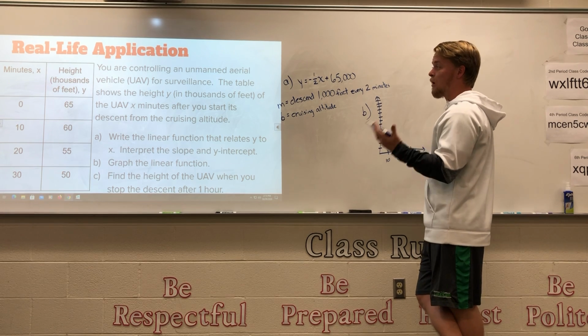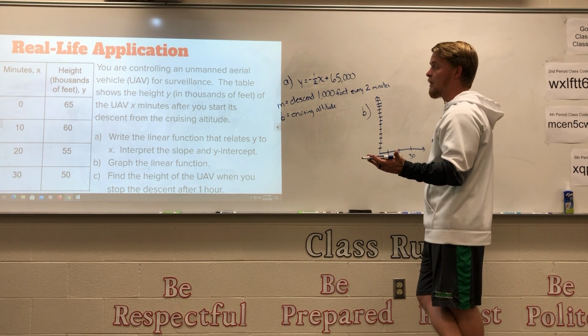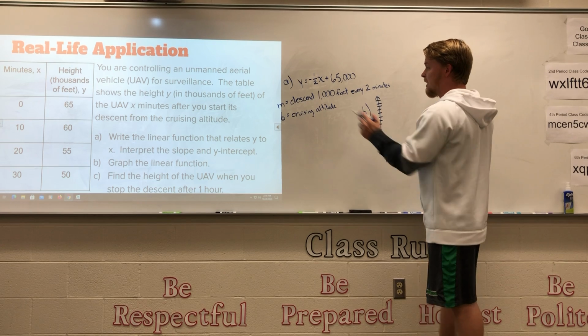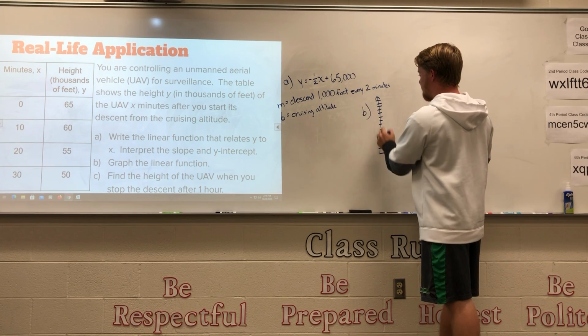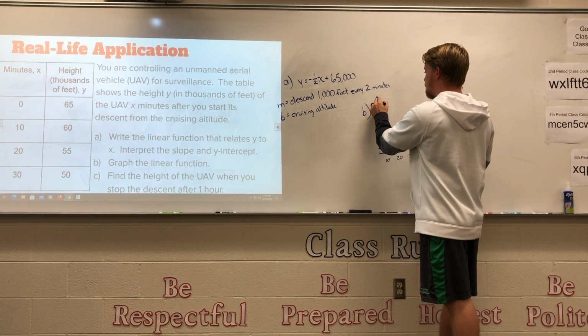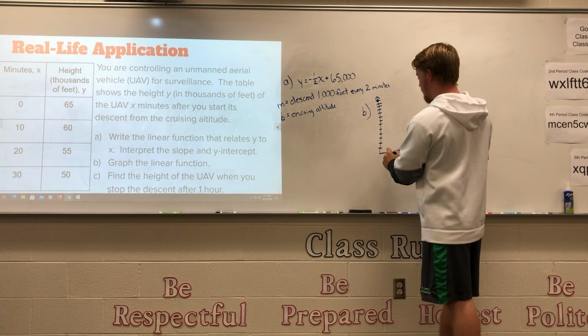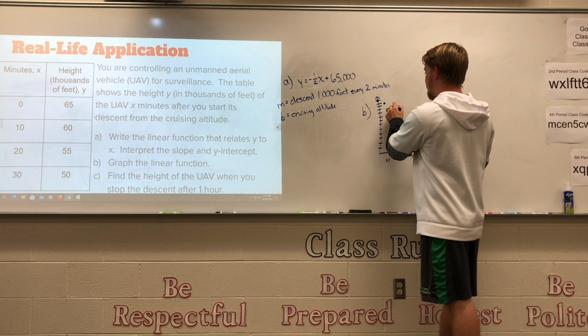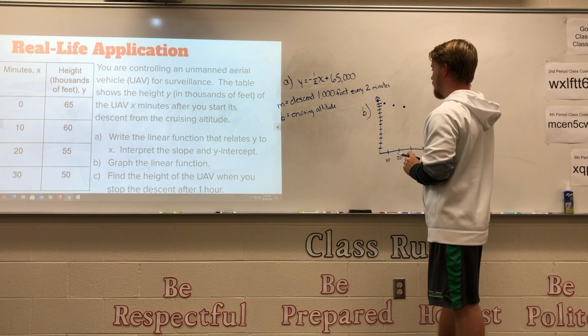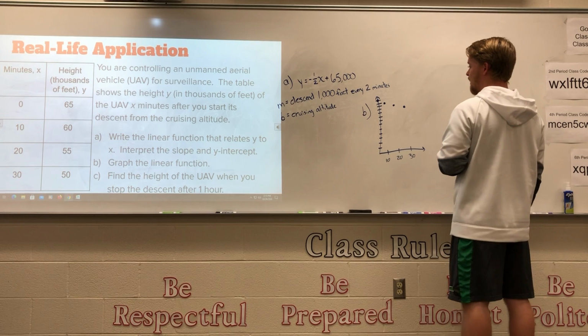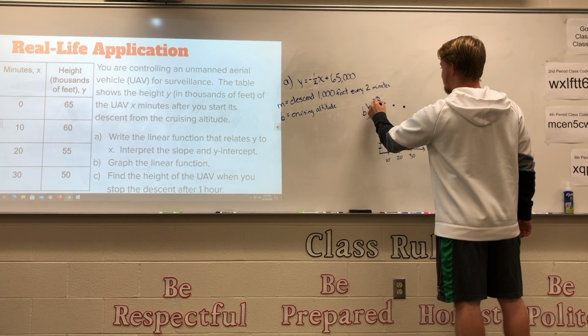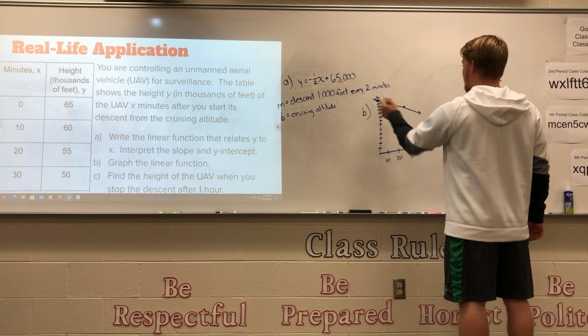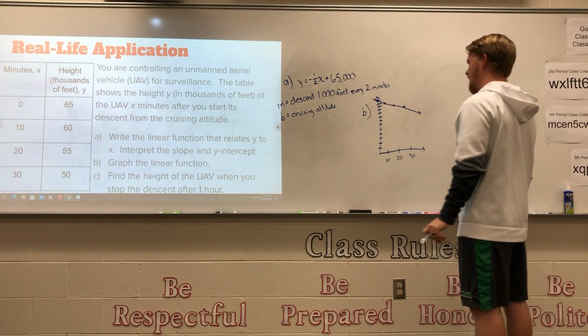So then, everyone in this class should know how to graph by now. Use your x first, 0 up to 65, like that. 10 up to 60, like that. 20 up to 55, and 30 up to 50. So you should have something that looks like that, and that makes sense because this is descending slowly, so it's going down.